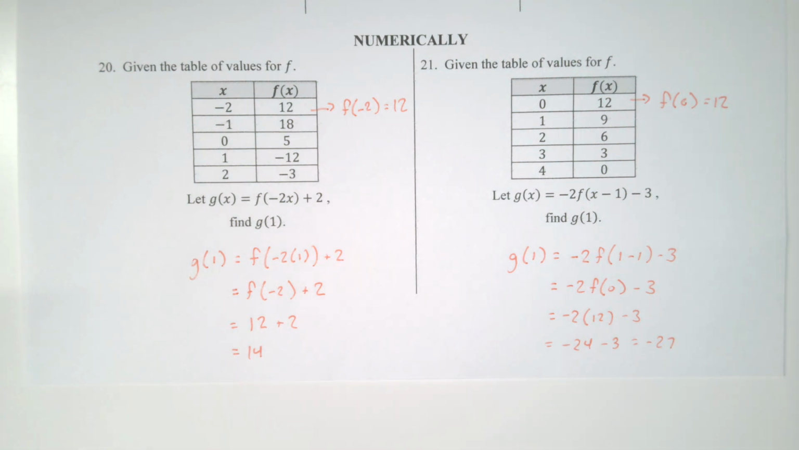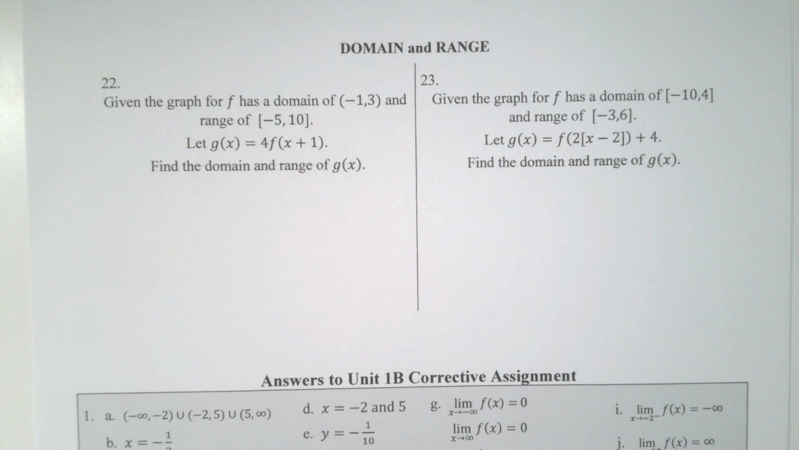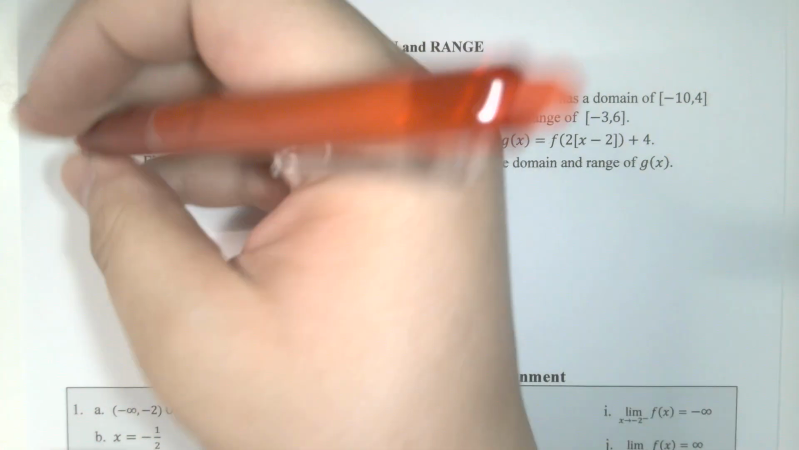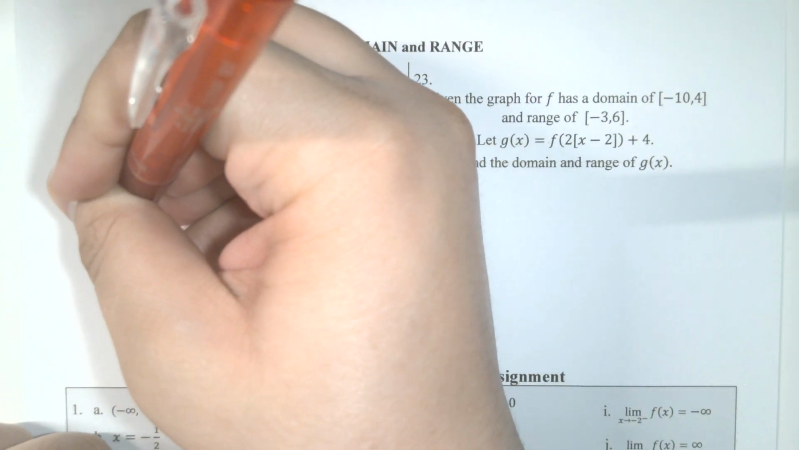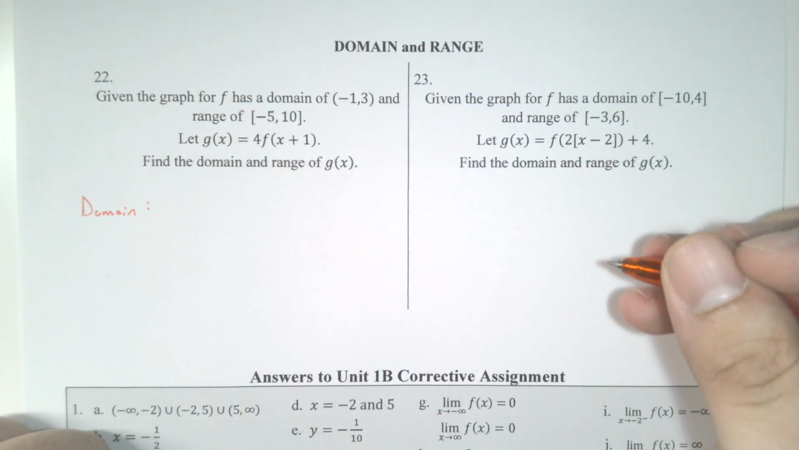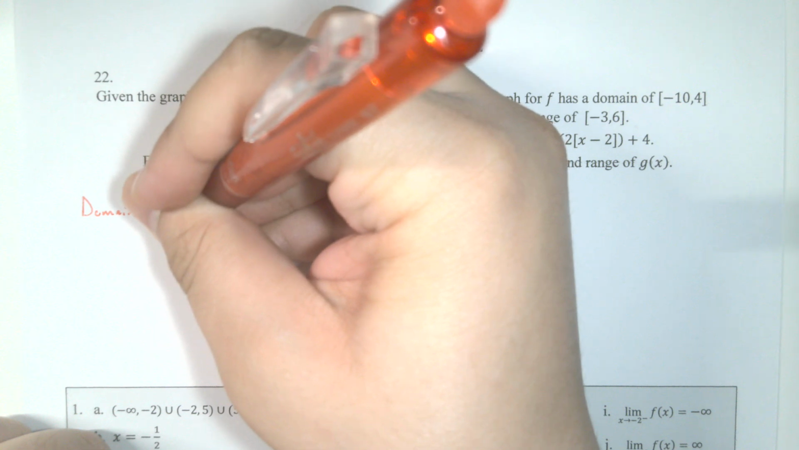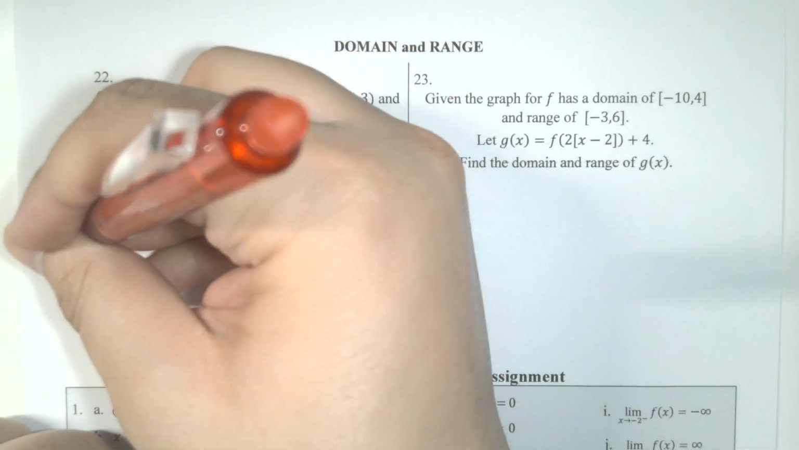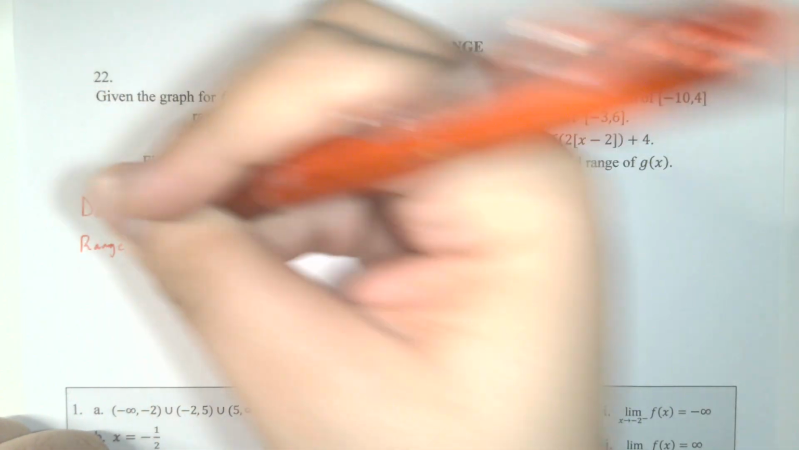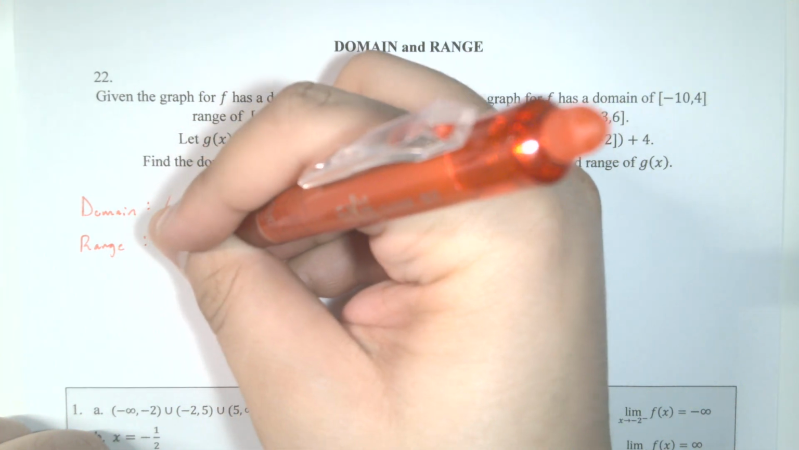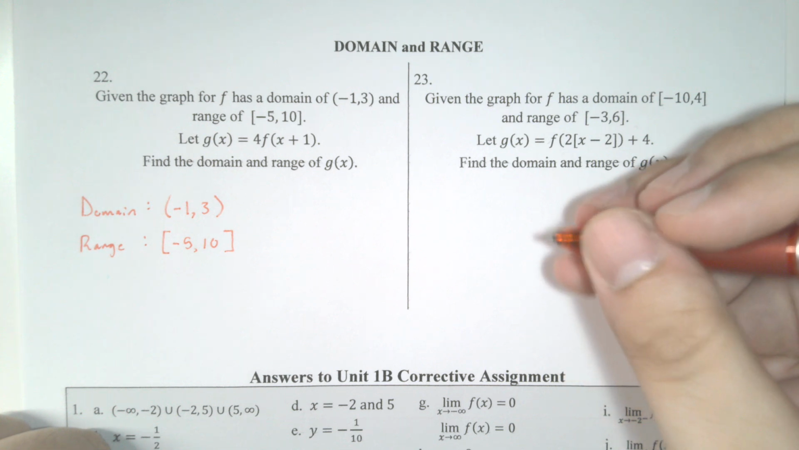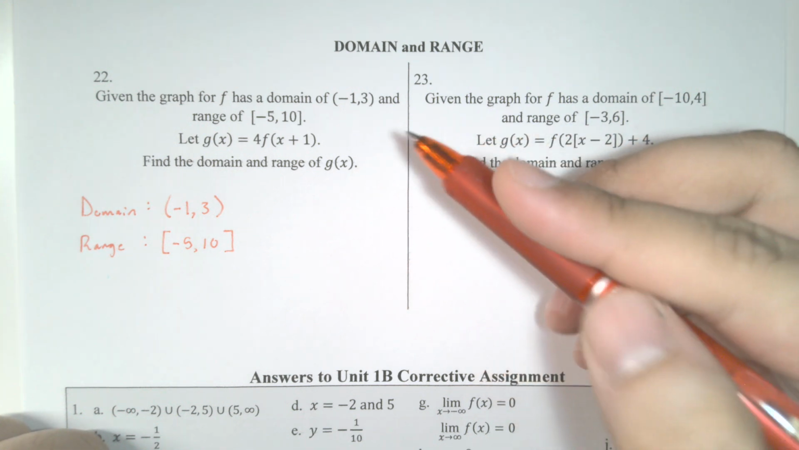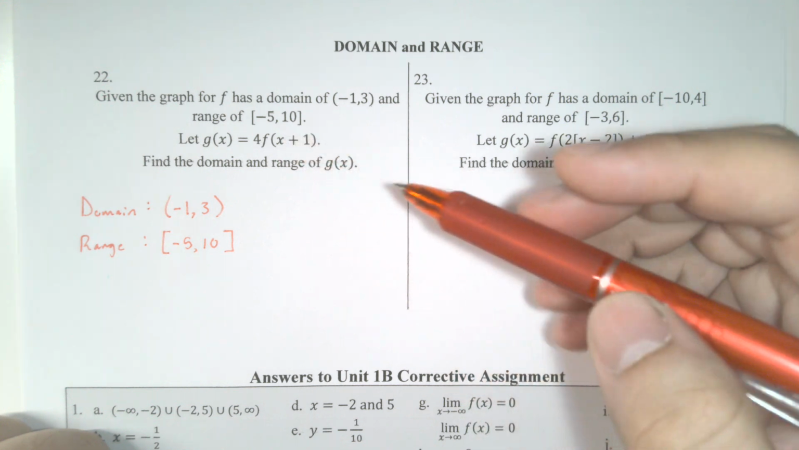The last part of this is figuring out domain and range of these functions. So let's see what's happening here. So for the domain of f, we have negative 1 to 3, but not including negative 1 and 3. For the range, we have from negative 5 to 10. And now we need to understand how these transformations affect our domain and range.